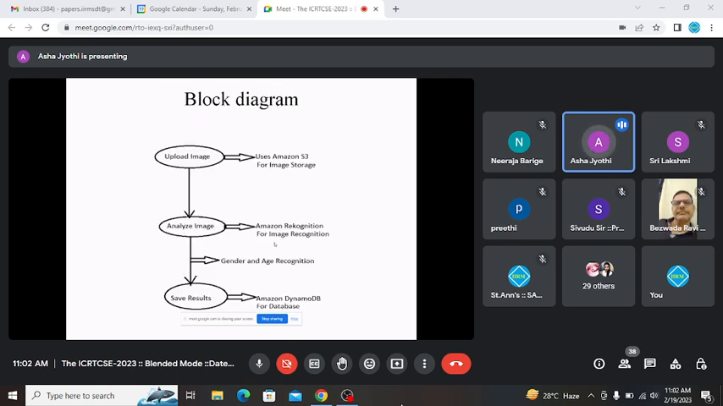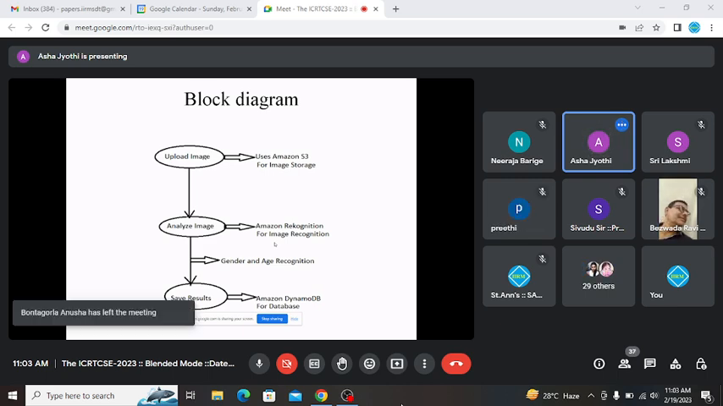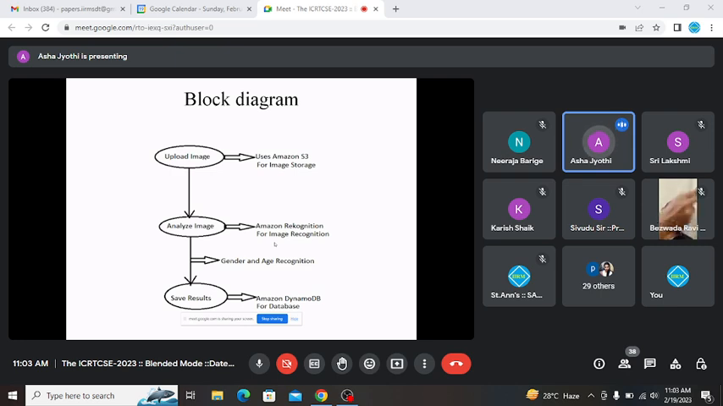Coming to the block diagram, first we'll be uploading an image and it uses the Amazon S3 service to store the image. Later it analyzes the image and uses the Amazon Rekognition service for recognizing the image. Later gender and age are recognized, and it uses an Amazon Lambda function for executing the code for recognizing faces and classifying gender and age. Then it saves the results in the Amazon DynamoDB service. Then it gives the result.